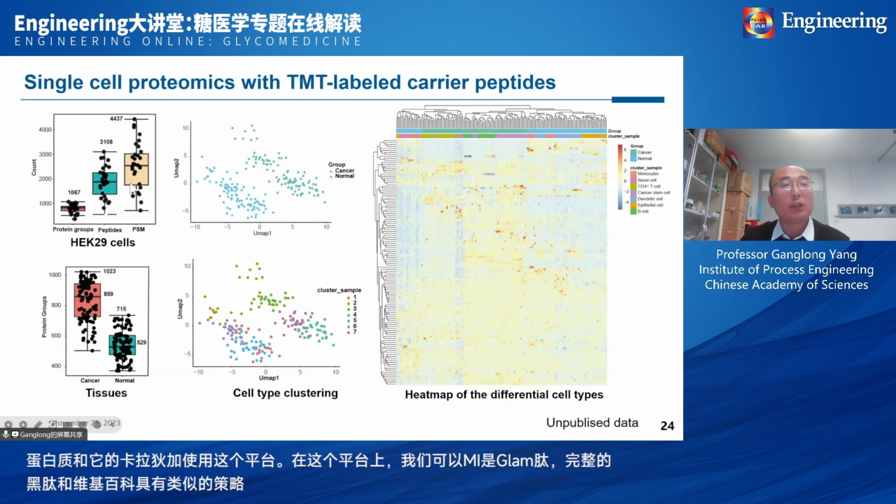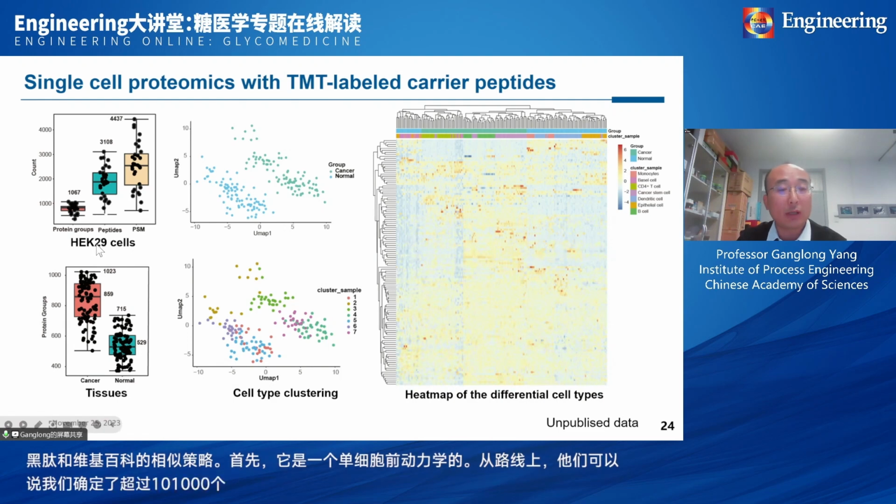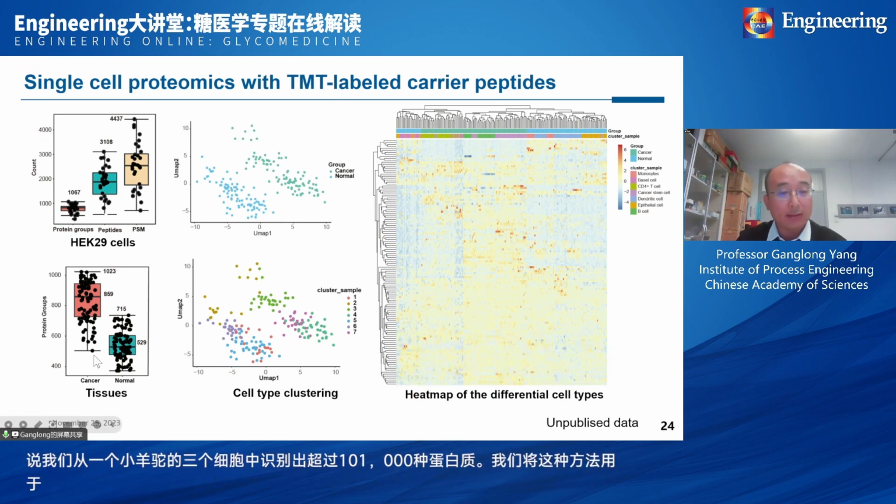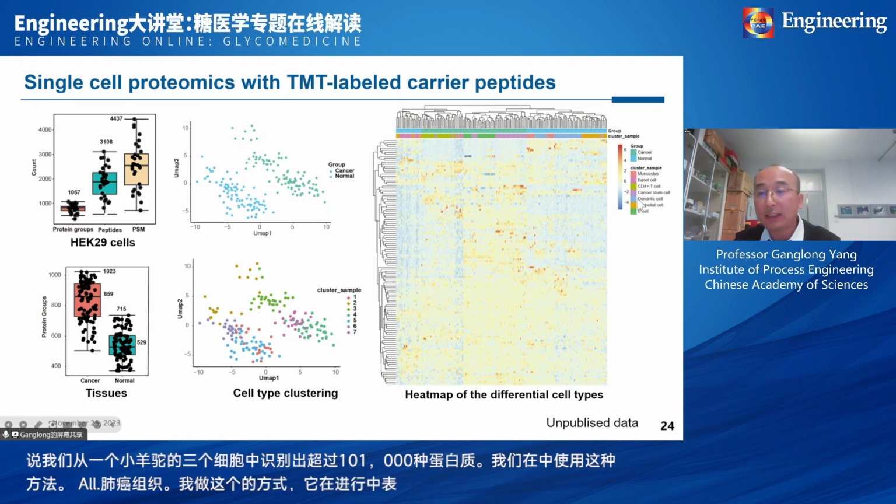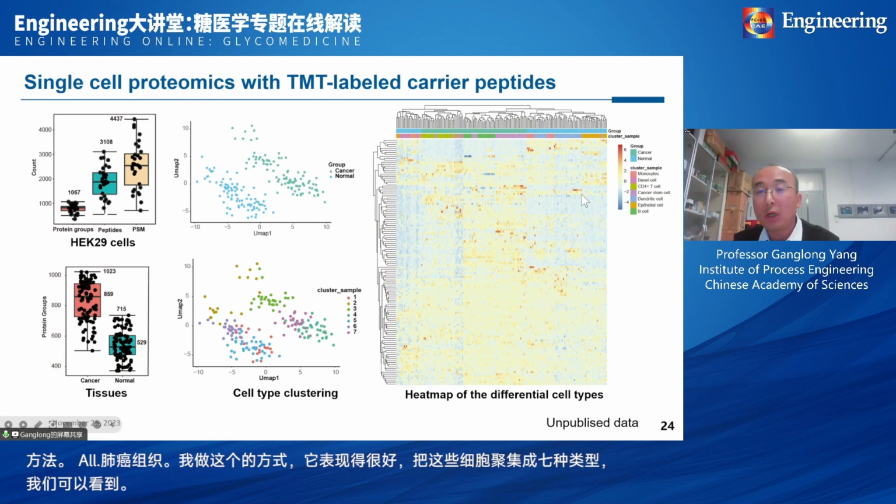At first, it's single cell proteomics. From the results, we can see we identified more than 1,000 proteins from a single HEK293 cell. And we used this method in lung cancer tissue, and it performed very well. We clustered these cells into 7 types, and we can see that in the cancer tissue, some of the immune cells entered into the cancer tissue.